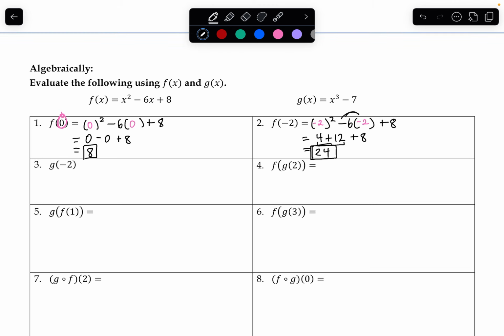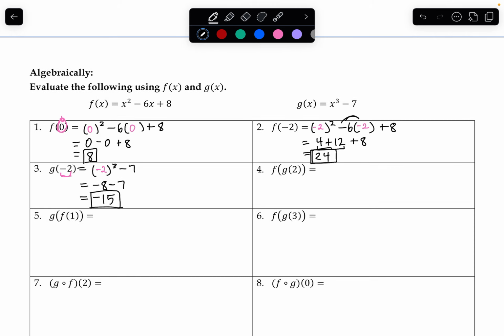Now we're looking at the g function, which is x cubed minus 7. So x cubed minus 7. And this time we're plugging in -2 for x. -2 cubed is -8. Subtract 7, we get -15.